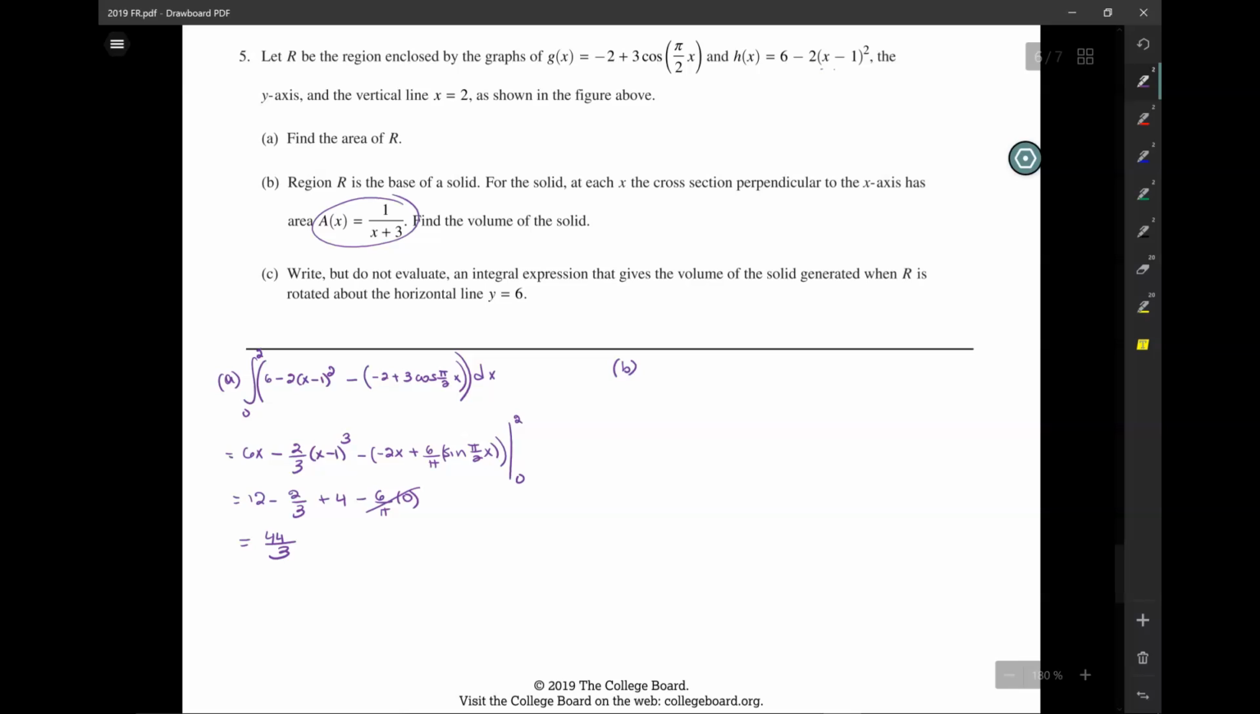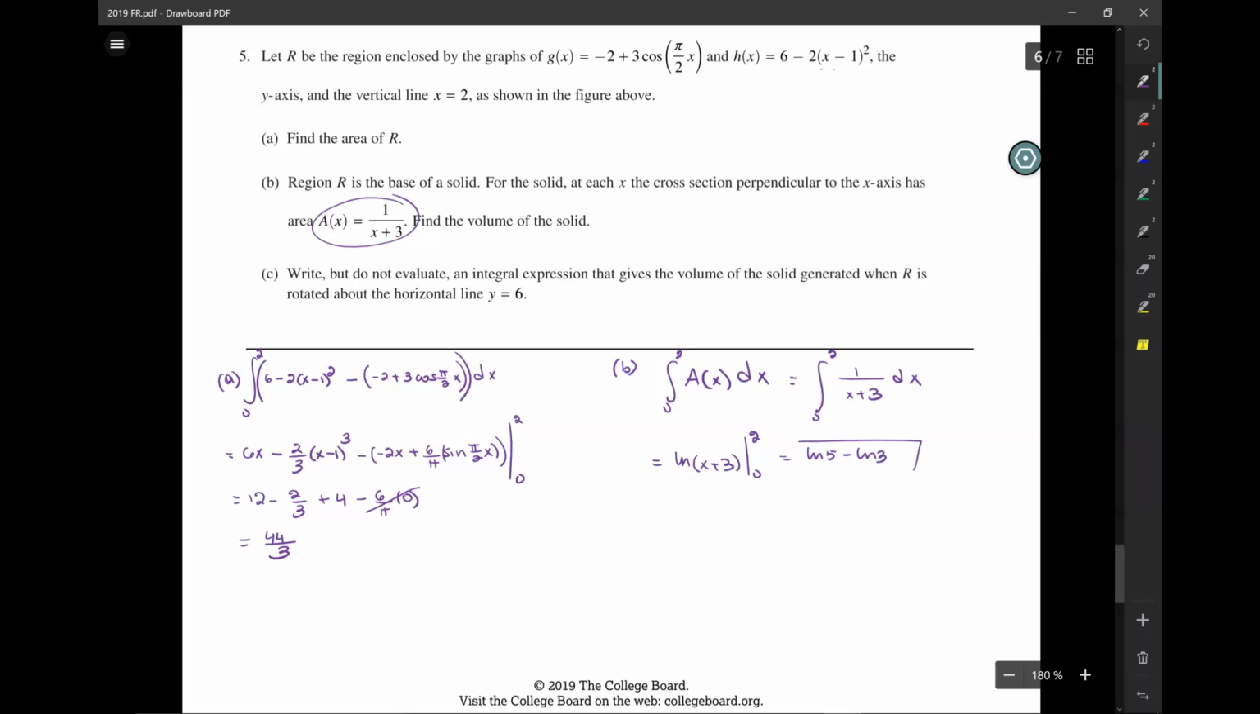So we're going to go from 0 to 2, A of x dx, and that's going to be from 0 to 2, 1 over x plus 3 dx. Okay, this is the non-calculator section, so we're going to integrate. And this is just ln of x plus 3 from 0 to 2. So that gives you ln of 5 minus ln of 3, and that's it.